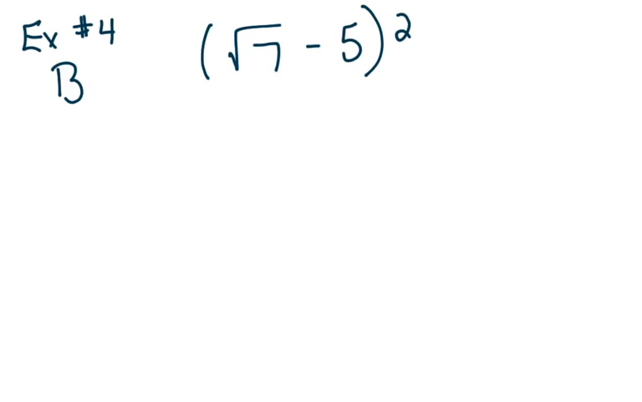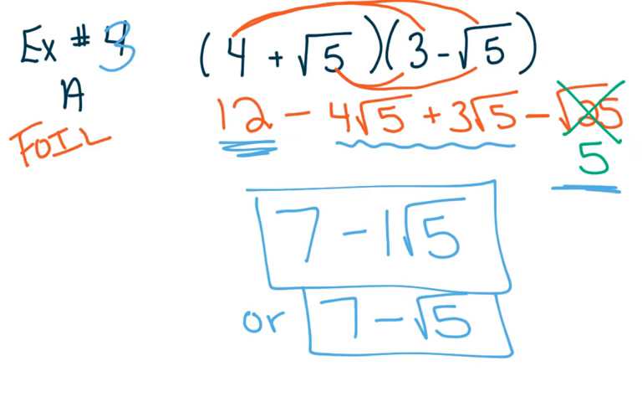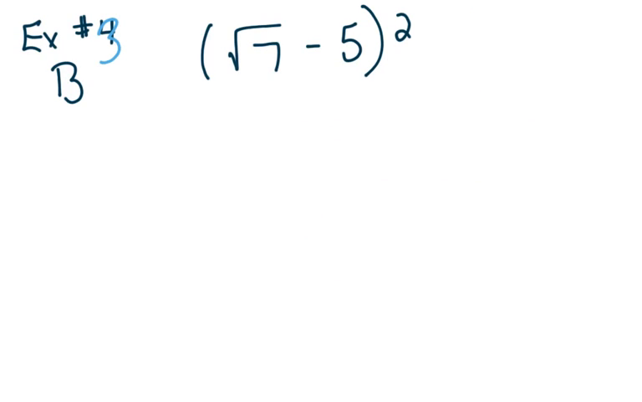All right, let's try example number 4. Oops, I should be saying these are example number 3. My mistake. Example number 3. All right, so we are on example number 3, and it is B. Now, we see the square root of 7 minus 5, and then there's this squared on the outside. So the first thing I want you to remember from when we FOILed is that means we write this binomial twice.